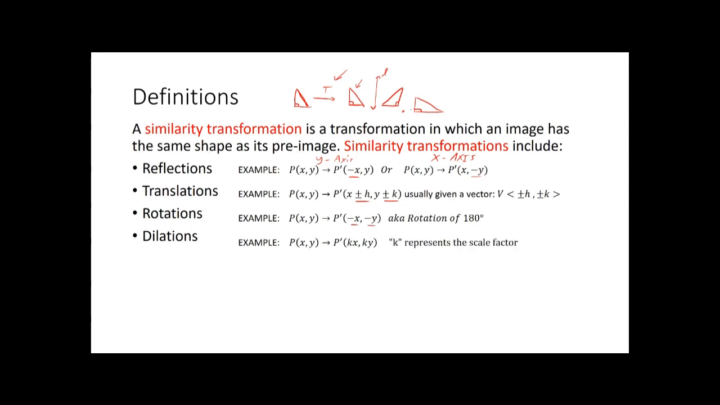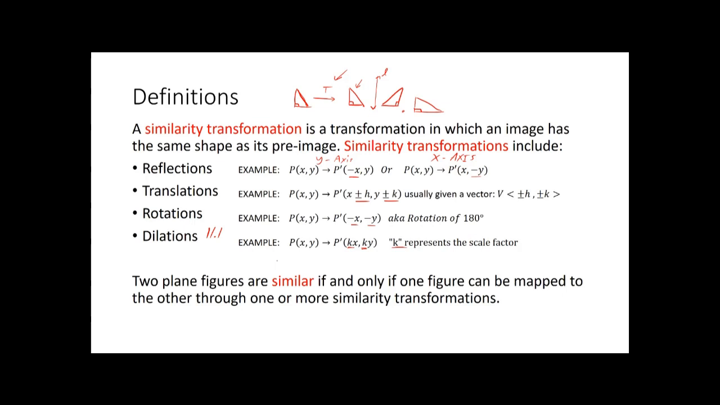Dilations, and we already covered that in 11.1. In 11.1 we talked about dilations, and remember, here's the simplest rule on the Cartesian plane. You just multiply your scale factor by the x and y values of your original pre-image point, and then you get your new image point. Remember, k represents a scale factor. Two plane figures are similar if and only if one figure can be mapped to the other through one or more similarity transformations.